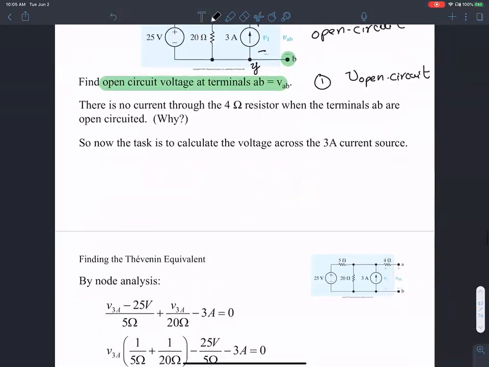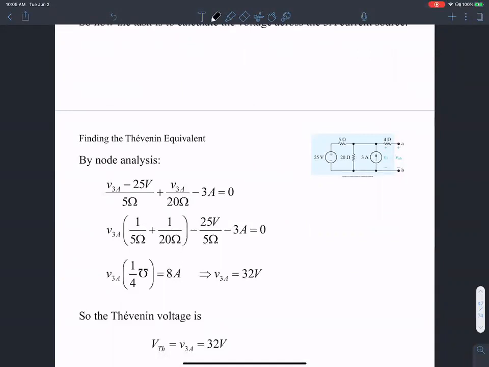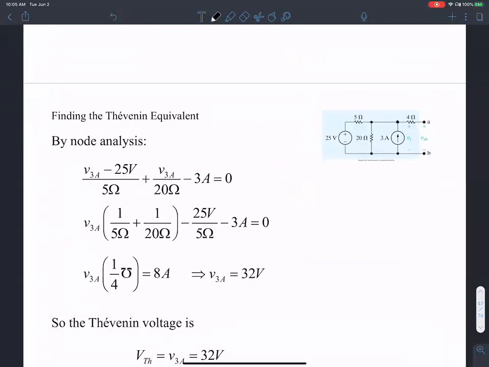In order to find the open circuit voltage, they use node analysis, the node voltage method. This is considered to be V 3 amperes. So we set up the node equations here. The current flowing through this resistance is V 3 amperes minus 25 volts, which is this one, over 5 ohms. The idea is summing all the currents at one particular node, which is the same as that node. Then there is a current flowing in this one. If you consider this to be ground, it is V 3 amperes minus 0 over 20 ohms.